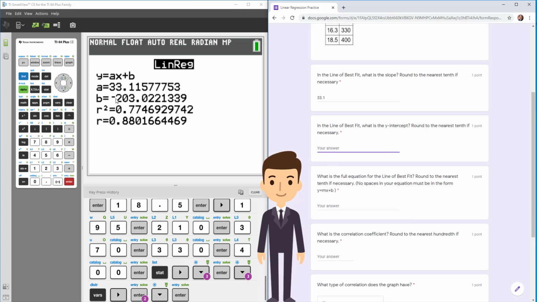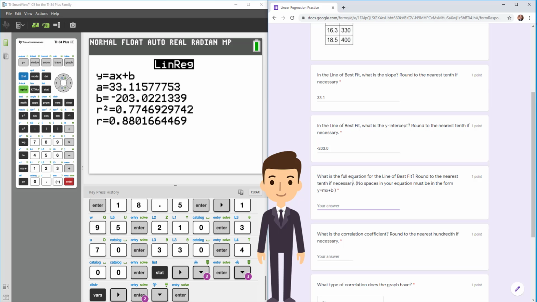That is my slope for my line of best fit. The next one is b. b is equal to negative 203 point. I'm going to round to the nearest tenth as well. This is once again my tenths place, so I look to this one. This one's not at least 5, so this means this one's going to stay as 0. So it's going to be negative 203.0, right? Or just negative 203 would also work.